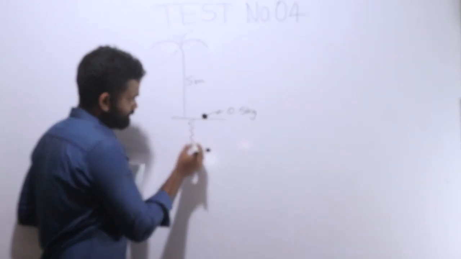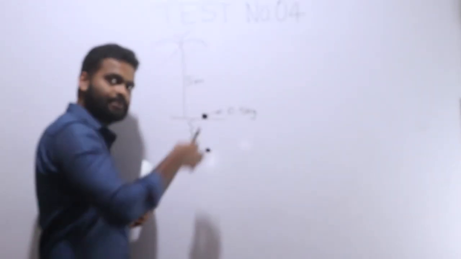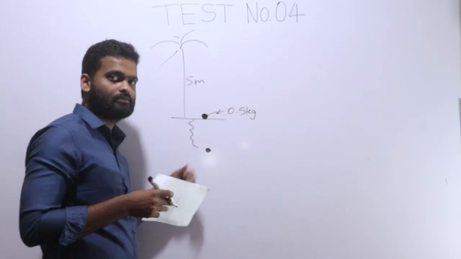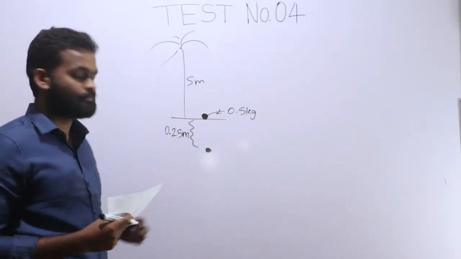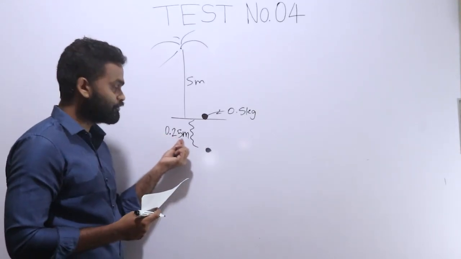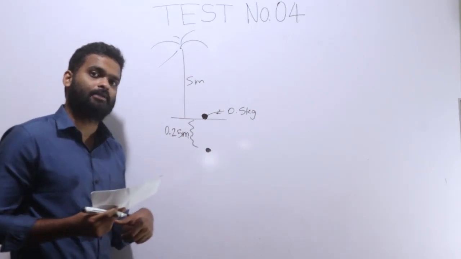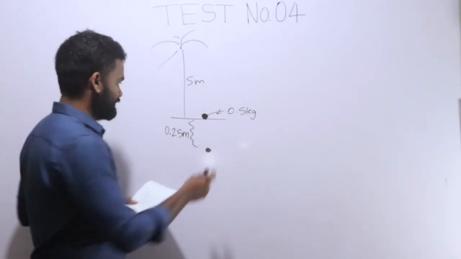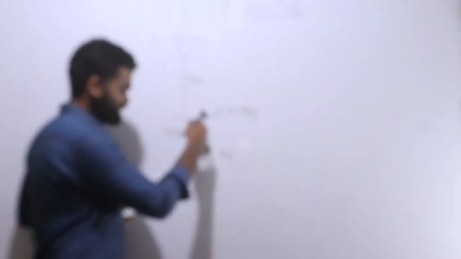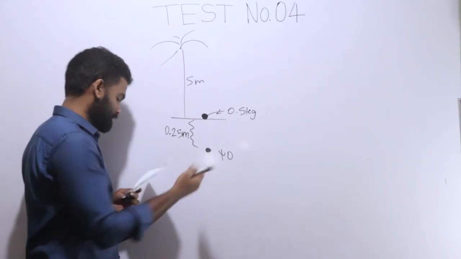So when they say that due to the impact with the ground, it penetrates through the ground to a distance of 25 centimeters, we convert that into meters. 25 centimeters divided by 100 is 0.25 meters. Then it stops here. It doesn't penetrate further, so it has to stop here.